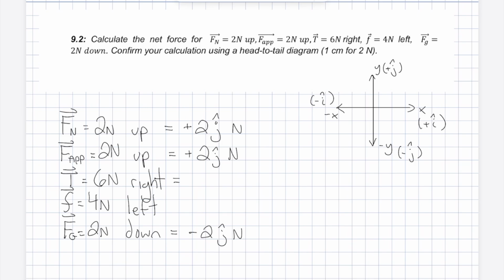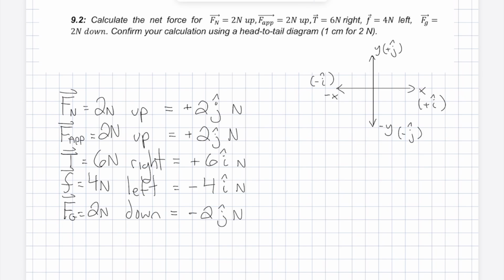Now, in terms of the right and left, force T is 6 newtons to the right. I'm going to write that as plus 6 i-hat. Similarly, the friction force is 4 newtons to the left, so I would write that as negative 4 i-hat newtons. What we are left with is all our vectors written in this handy ijk or unit vector notation. We can now use this to find the net overall force of adding these 5 together.